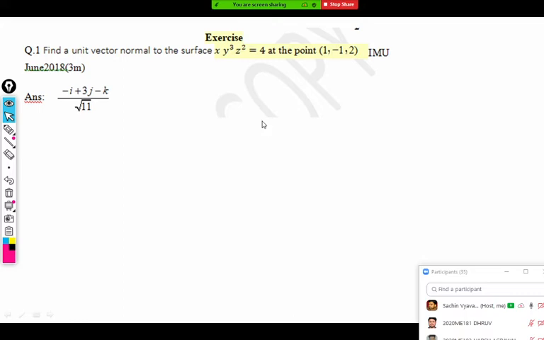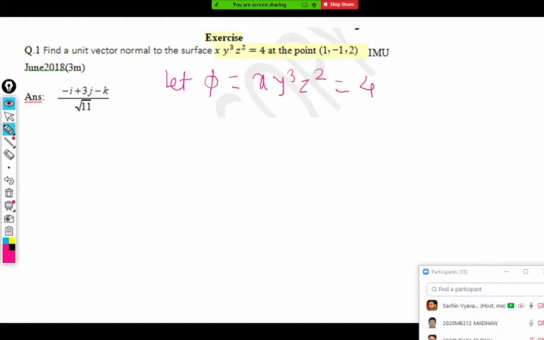Can you tell me the step number 1 here? What should we start with? Let phi equal to x y cube z square equals 4. So first of all, we should write let phi be the given function. So just we give a notation, x y cube z square is equal to 4.